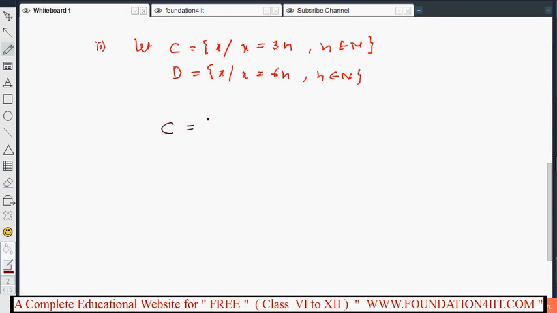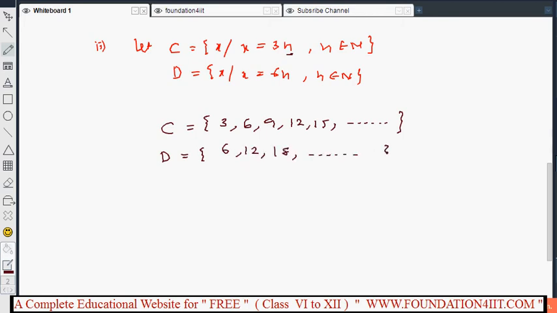So set C is equal to 3n, where n is a natural number. If n is 1, the first number 3 will come. If n is 2, then 2 times 3 is 6. They are all multiples of 3: 9, 12, 15 and so on. Now set D is 6n, so multiples of 6: 6, 12, 18 and so on.